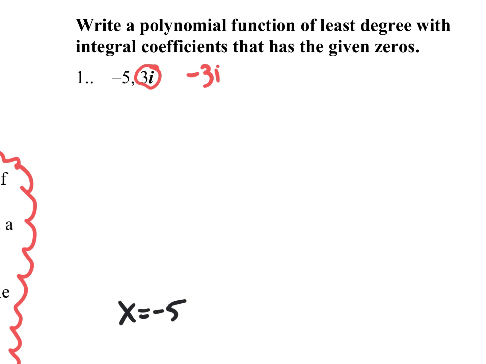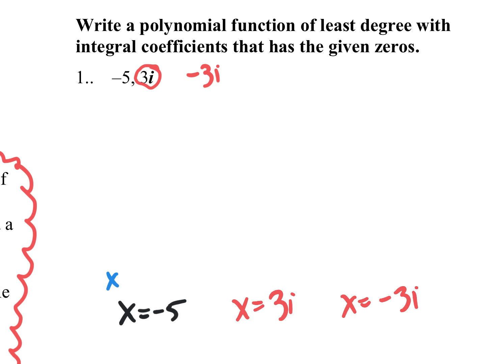Here's my one real answer. Let me write my two imaginary answers. x equals 3i and x equals negative 3i. So we have those three answers. I write them on the bottom because I'm going to work backwards. What do I mean by working backwards? The answer x equals negative 5, where did that come from?